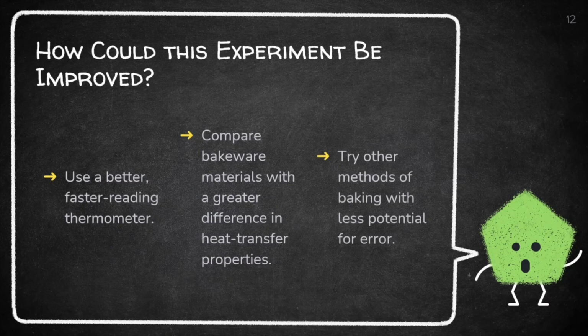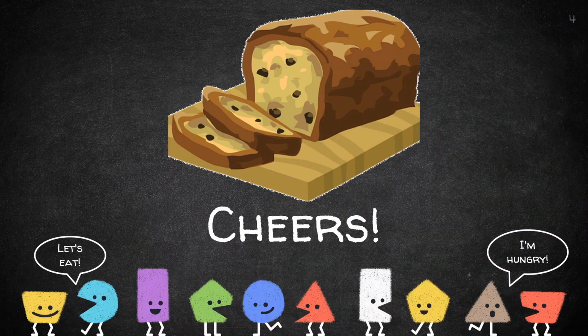Finally, we could try other methods of baking with less potential for error. We can assume that a significant amount of heat was lost from the banana bread batter when it was removed from the microwave or oven to take the temperature. An example of a better designed procedure would be cooking the mugs in an open pot with boiling water and taking the temperature from above, therefore eliminating the need to remove the bread from the heat source for data collection.